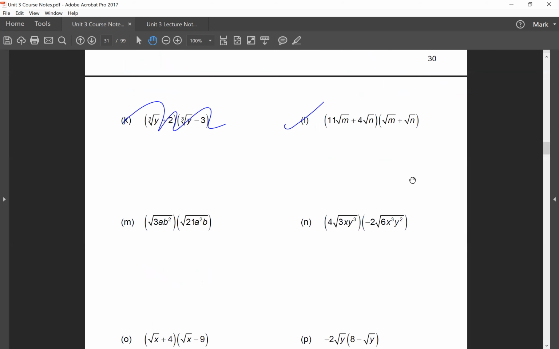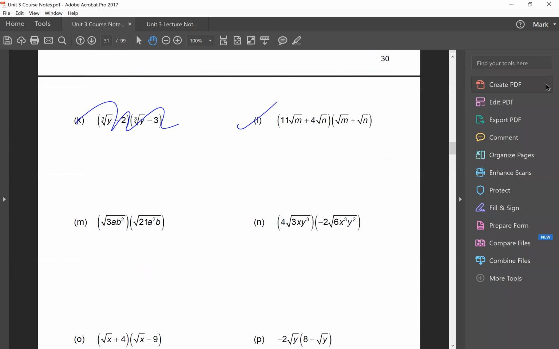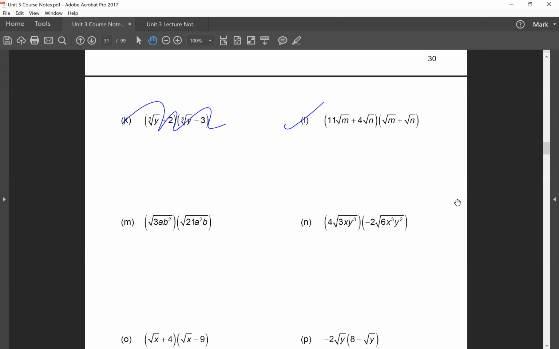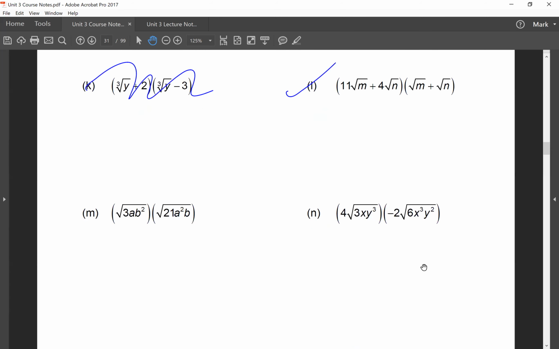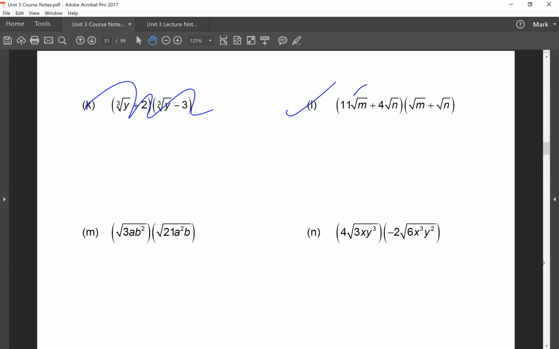Okay, so what about L? Something like L. Let's see. We're going to do the distributive property 2 times. Let me zoom in too, so I can make sure I can fit it all in. I'm going to multiply these two terms. So I would get 11 times the square root of m times m. I'm going to do it again with the second one. So then I would add to that 11 times the square root of mn. I'm going to run out of room again, I bet.